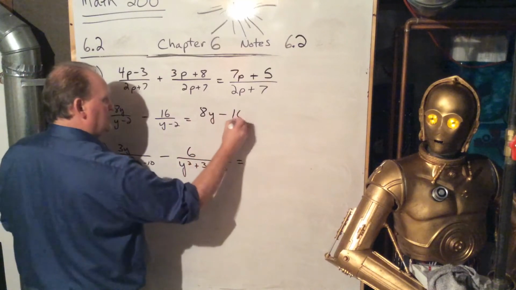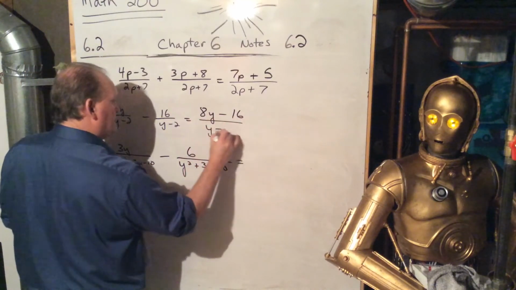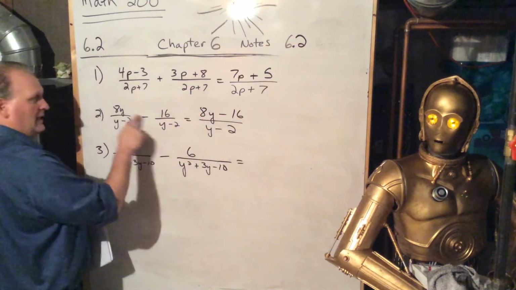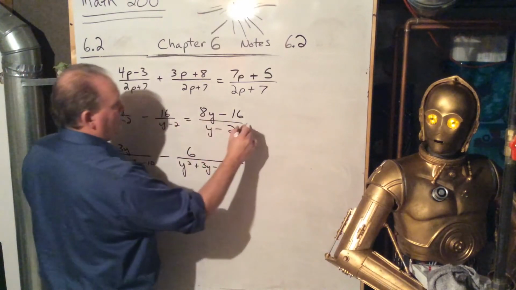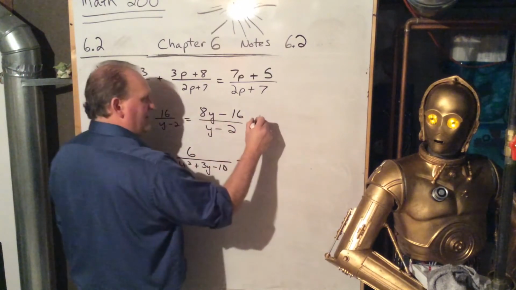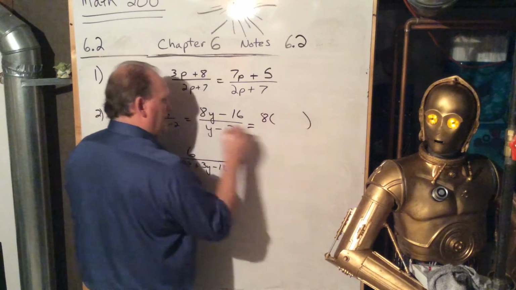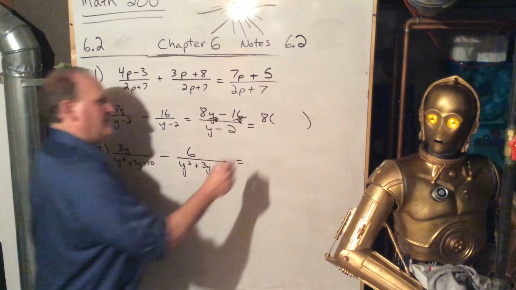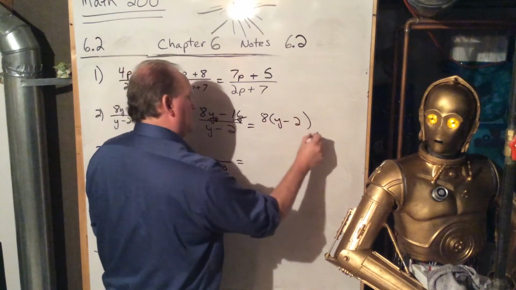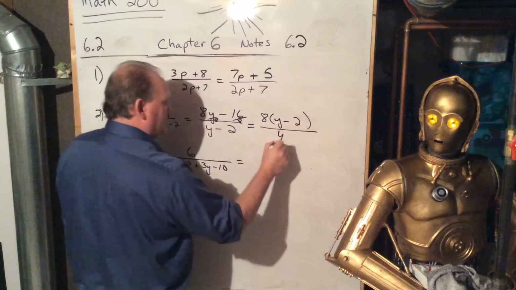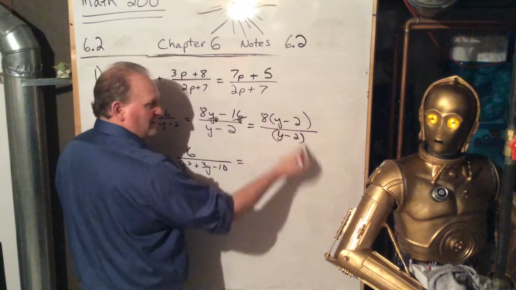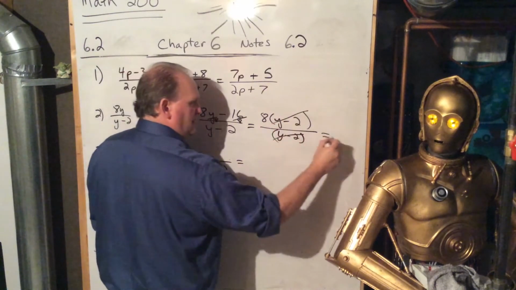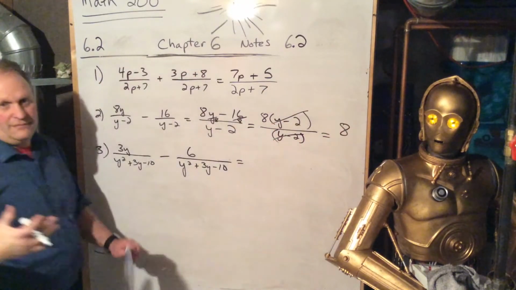8y minus 16 over y minus 2. So we can't add the y and the 16, but what we can do is factor the top, factor out an 8, and then we're left with a y minus 2, and there's a y minus 2 on the bottom, and so now those will cancel. And so that ends up just being 8.